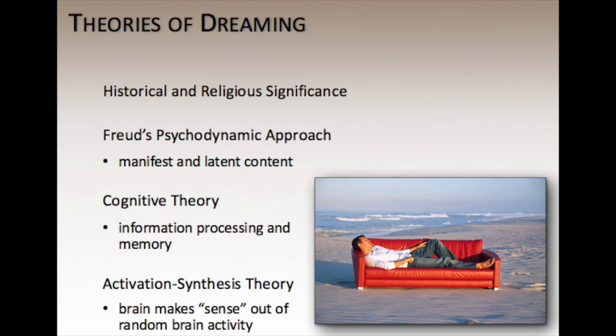The activation synthesis theory states that dreaming occurs when the cerebral cortex synthesizes neural signals that are generated from activity in the lower part of the brain. Neural networks in other areas of the forebrain play a role in dreaming as well.